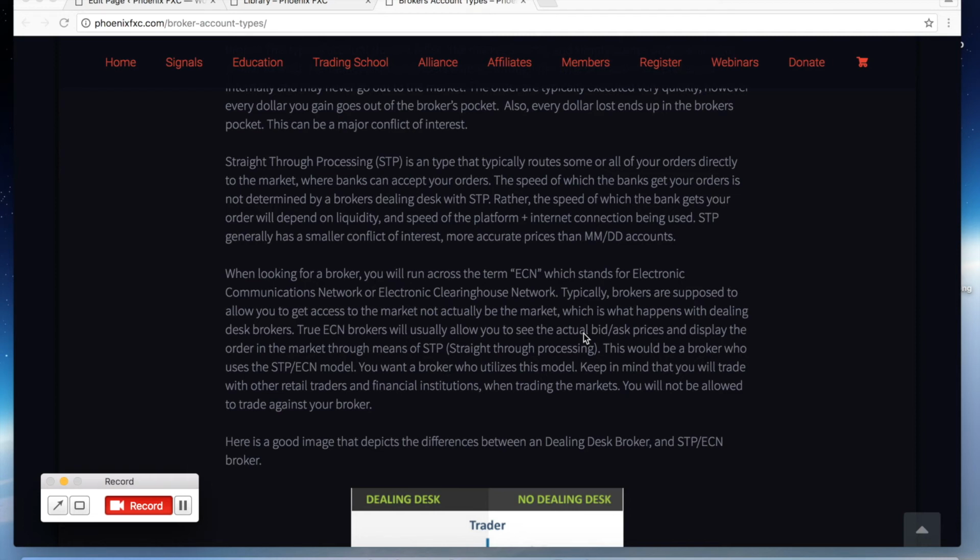What this means. Straight through processing is a type that typically routes some or all of your orders to the market, typically all of them, where banks can accept your orders. The speed at which the bank gets your orders is not determined by a broker's dealing desk, because with normal STP you wouldn't have this. But the speed at which the bank gets your order will depend on liquidity, the speed of the platform like your MT4, and your internet connection being used. STP generally has a smaller conflict of interest and more accurate prices than market maker and dealing desk accounts.